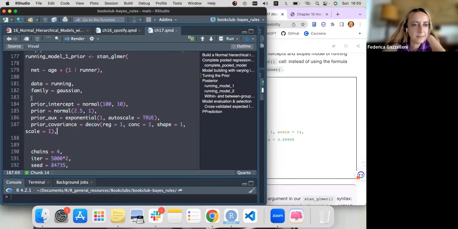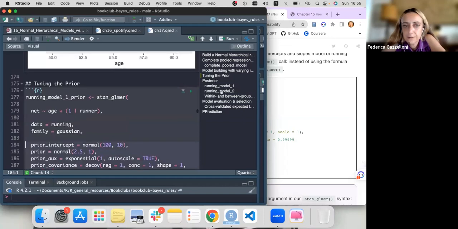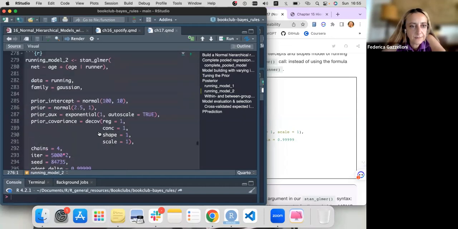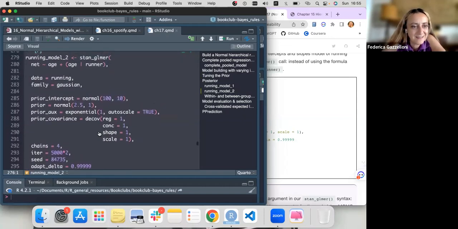This is exactly the same. This is our specification of the priors for the centered intercept and our betas. But now what changes here?